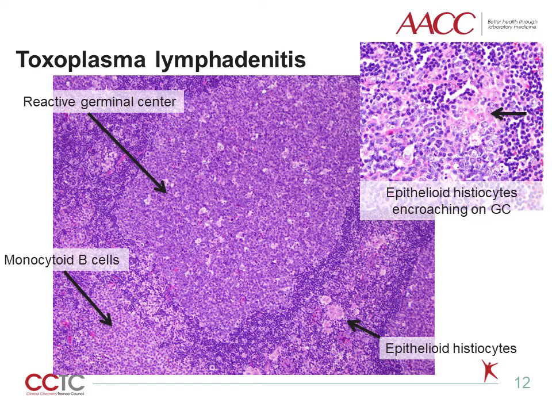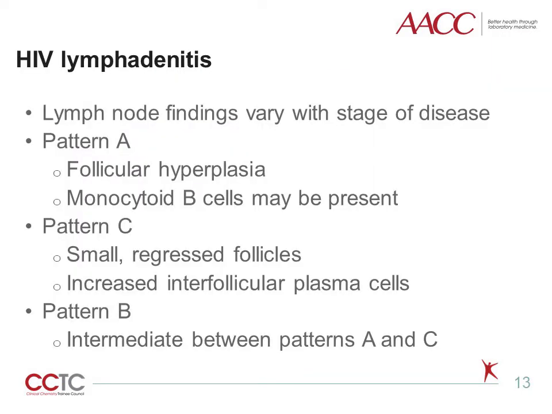The histiocytes may form loose granulomas and infiltrate germinal centers. Monocytoid B-cells are slightly increased in size with moderate amounts of clear cytoplasm and are typically present around lymph node sinuses. Although classic, this triad is not entirely sensitive or specific for Toxoplasma lymphadenitis. Similar morphologic features may occasionally be seen in CMV or HIV lymphadenitis.